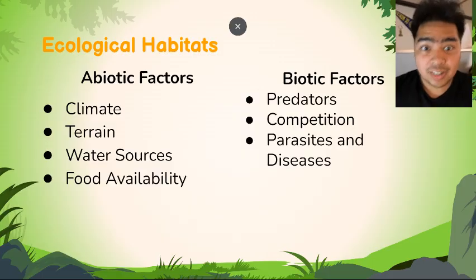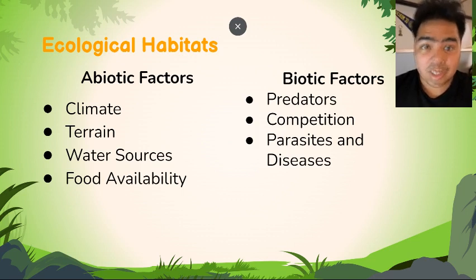Rats are highly adaptable rodents found in various habitats worldwide. Their ecological habitat can vary depending on the species, but generally, they thrive in environments with easy access to food, water, and shelter. For abiotic factors, climate: rats can inhabit a wide range of climates, from temperate to tropical regions. They are particularly resilient to temperature fluctuations and can survive in both hot and cold environments.